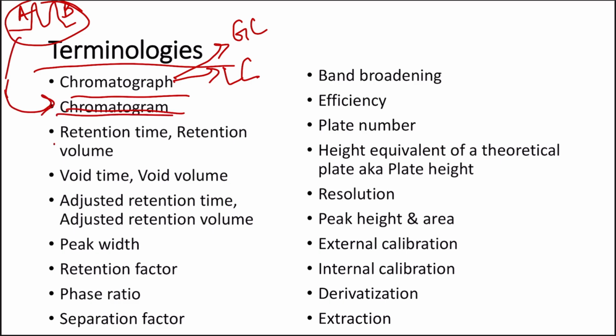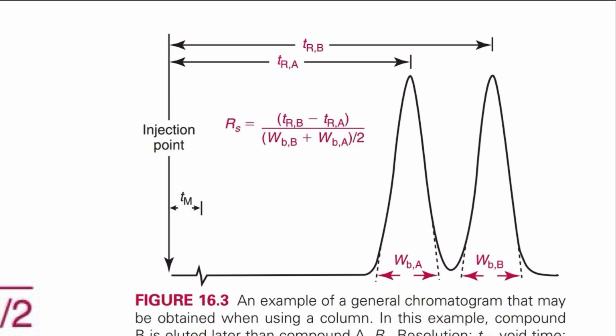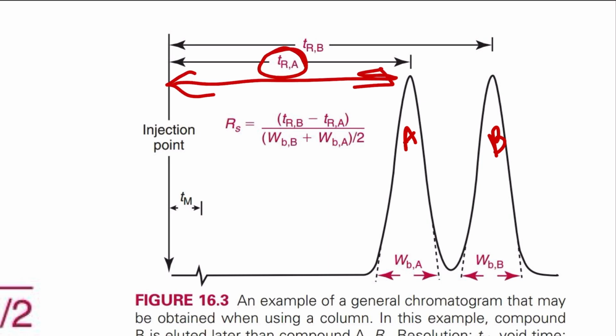The next thing is retention time and retention volume. For this I will be taking you to the next slide. As you can see here, this is the peak which is formed for component A, and this is the peak which is formed for component B. It takes some time for component A to elute from the chromatographic system and be detected on the detector. That time is what we call retention time, which is represented by TR1A, and for compound B the retention time is represented by TR1B.